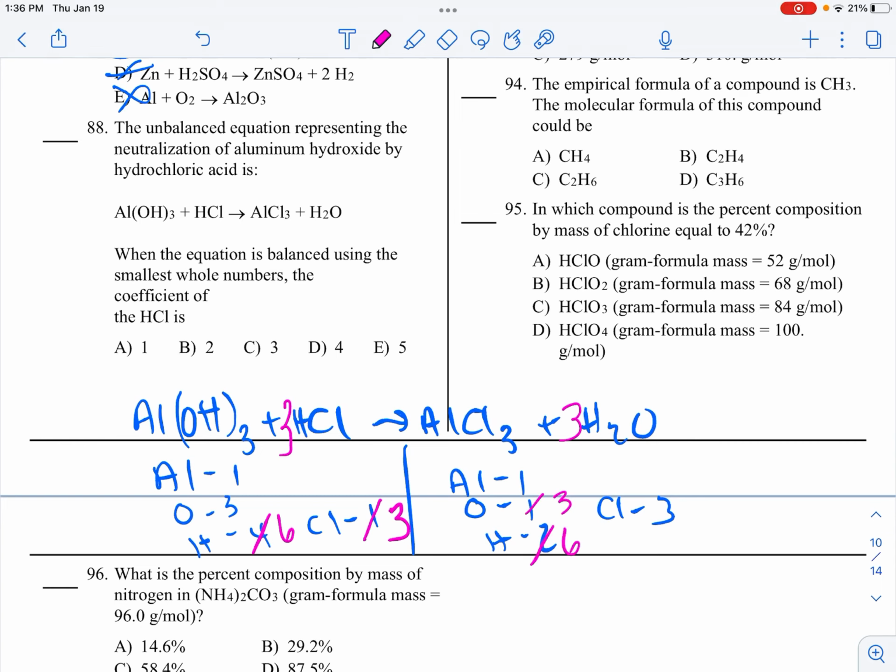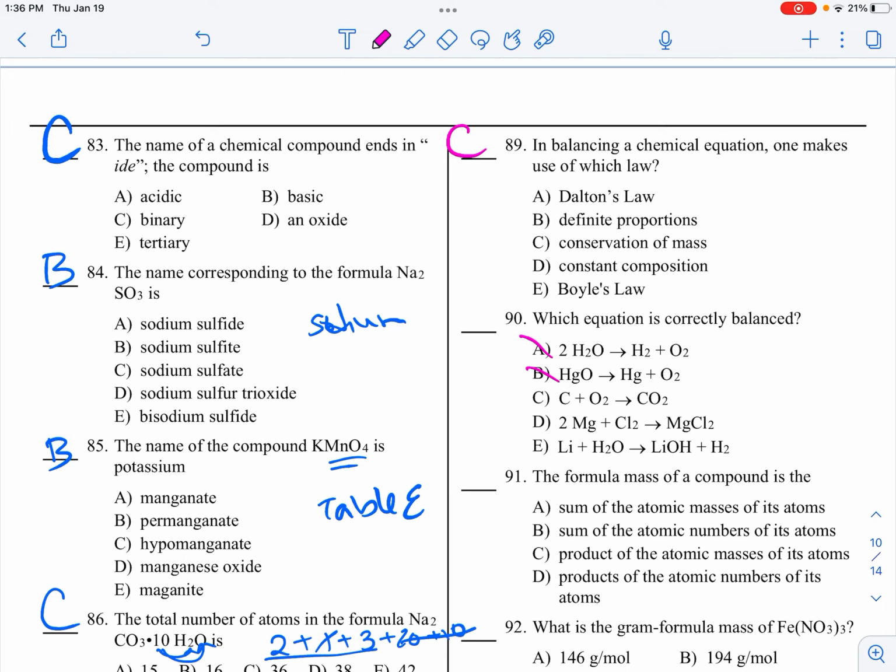In balancing a chemical equation, what makes it necessary is the law of conservation of mass. Correctly balanced, we'll have the same number of atoms on both sides. No, and no, and yes, and no.